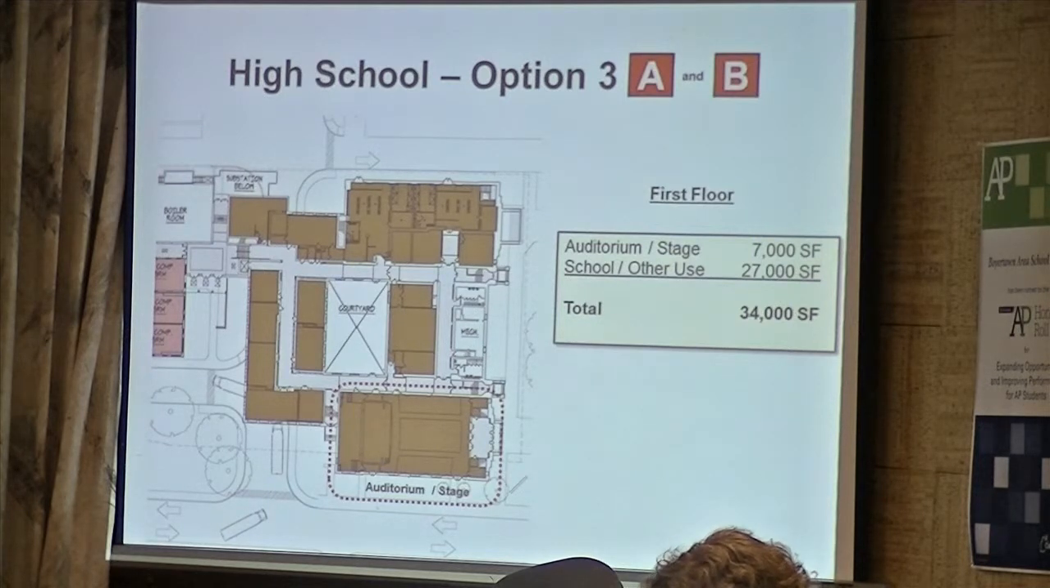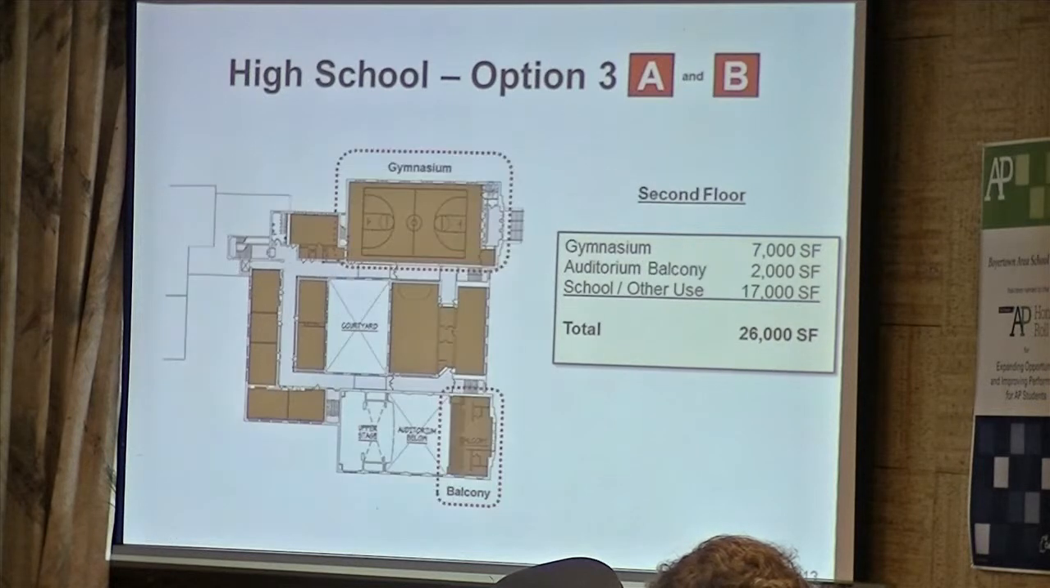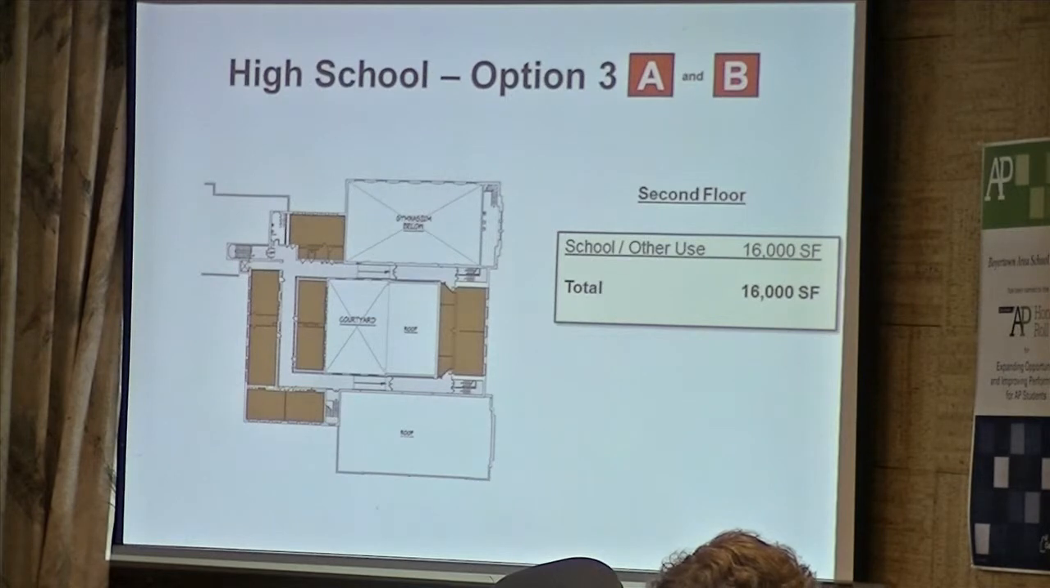So, under here, first floor, just to go through here, we have the auditorium stage is 7,000 square feet, and then the school other uses 27,000 square feet left, for a total of 34,000 square feet on the first floor. On the second floor of the building, the gym, the auditorium balcony, and the other available for other uses 17,000 square feet, 26,000 square feet on the second floor. And then on the third floor, you can see the brown areas, there's 16,000 square feet of school or other use available on that floor.